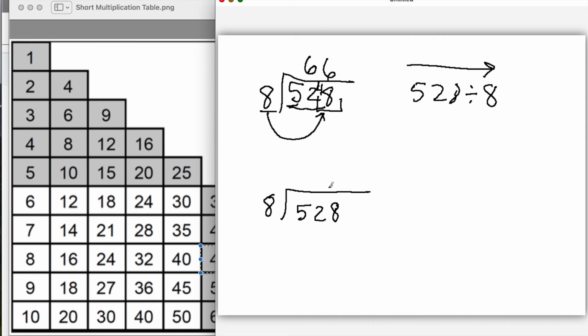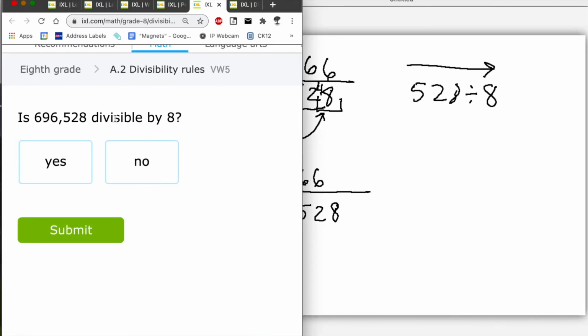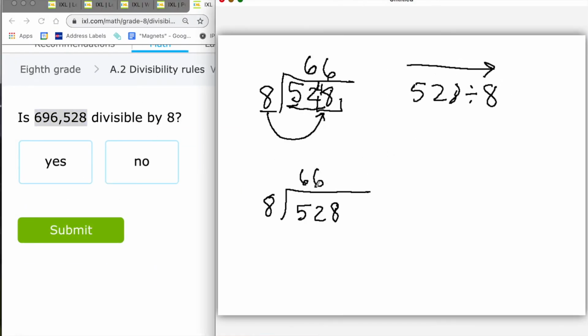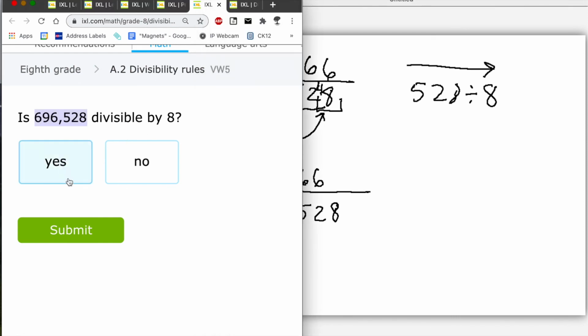And again, the sentence would be 66 goes into 528 8 times. 8 goes into 528 66 times. Or she could use divided by language or multiplication. But I want her to practice seeing all of the relationships in that number. So then I ask, okay, the point of this is we're trying to figure out if this big number is divisible by 8. And we just found out that this number is divisible by 8. So what does that mean for this big number? Yes, it's divisible by 8.